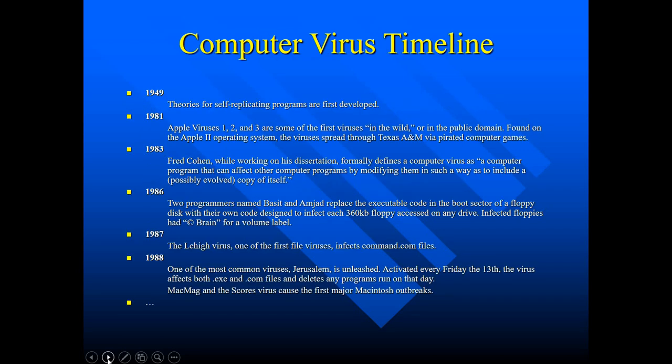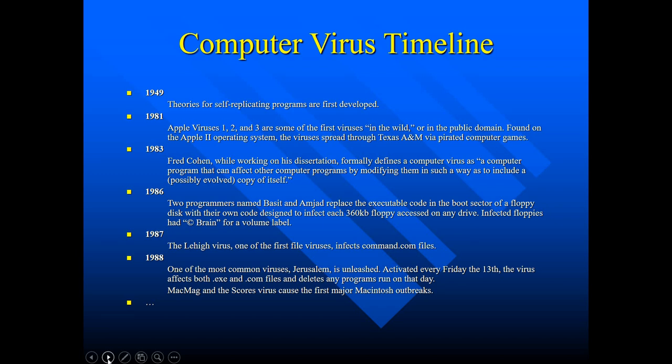Computer virus timeline. In 1949, theories for self-replicating programs are first developed. In 1981, Apple viruses 1, 2, and 3 are some of the first viruses in the wild, or in the public domain, found on the Apple II operating system. The viruses spread through Texas A&M via pirated computer games.